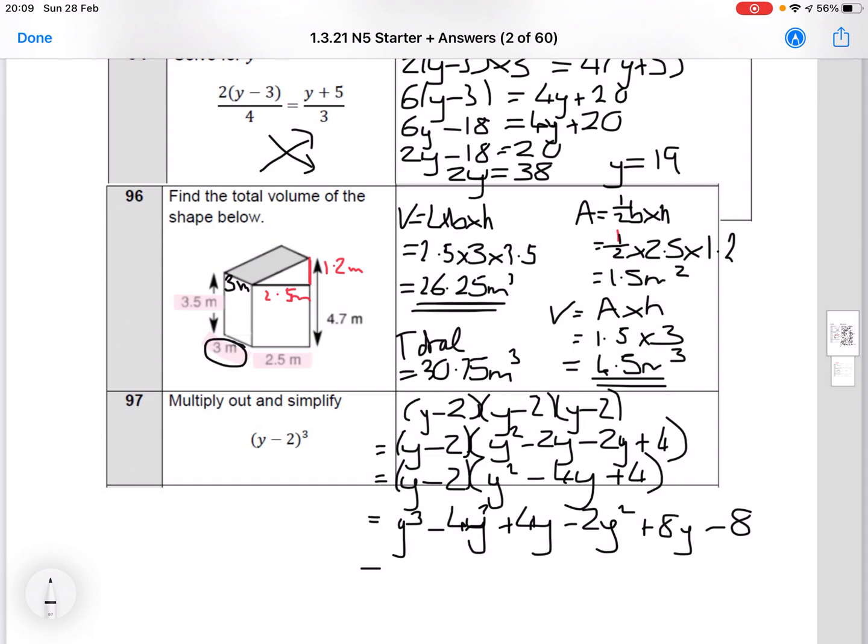So then when we tidy this up, we get y cubed. You've got minus 4y squared minus another 2y squared, so minus 6y squared. 4y and 8y gives you 12y, and then minus 8.